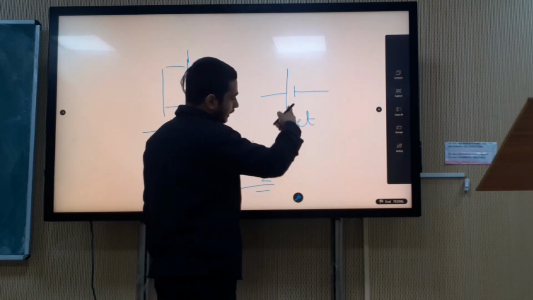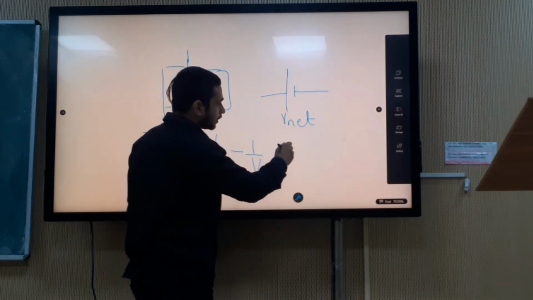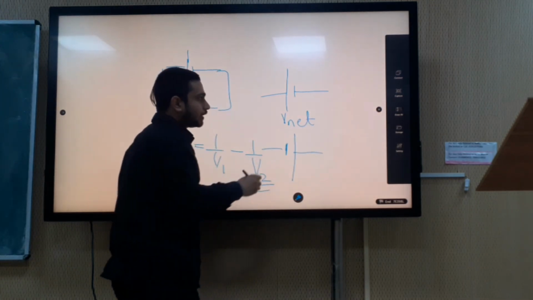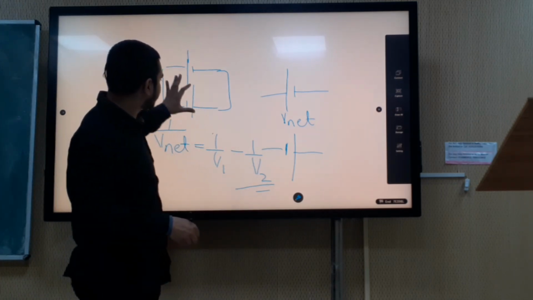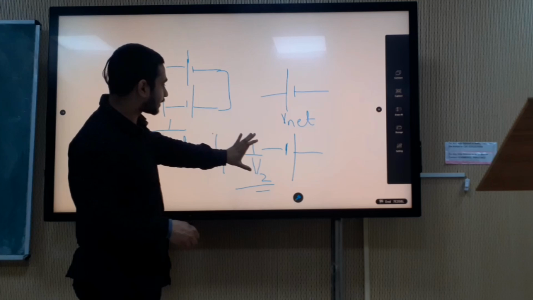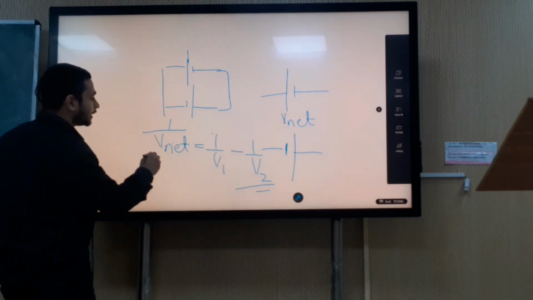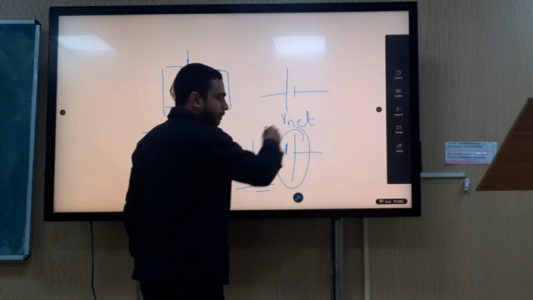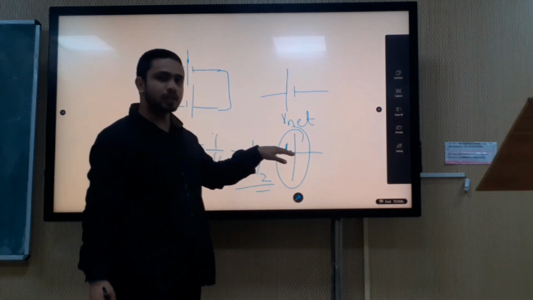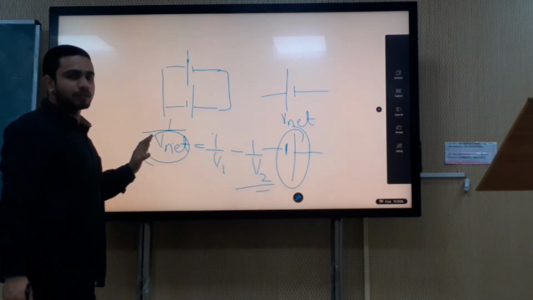And if V net comes out to be negative, how will we write it? Firstly we take V net as positive, so this positive we take as positive and this negative we take as negative. But while solving, if V net comes out to be negative, then we just reverse the polarity and solve the question.